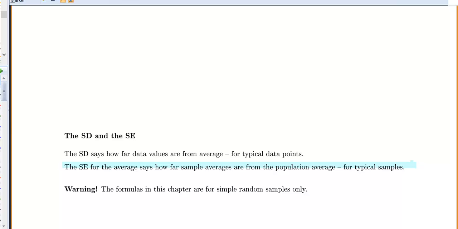So once again, the standard deviation is how far your data values are from the average. The standard error for the average says how far your sample averages are from your population average. And just as a little note, all of the formulas in this chapter are for simple random samples only.